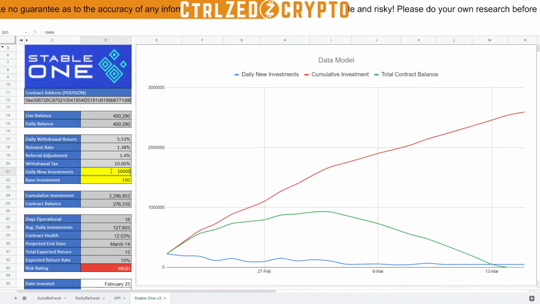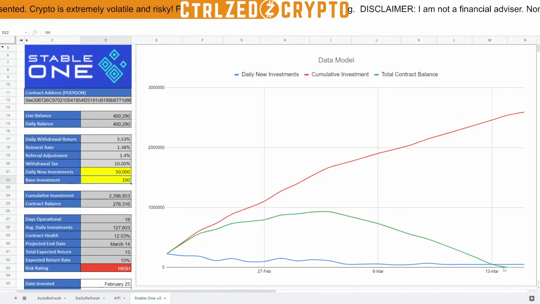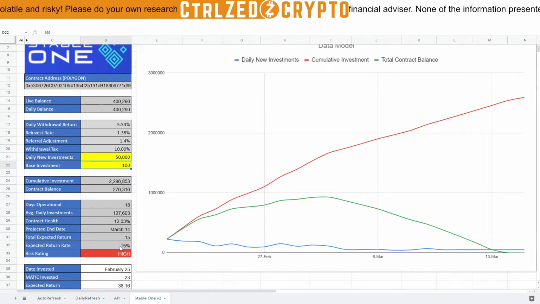If you were to make that 100,000, then yep, the contract would last a bit longer, but I think 50,000 is probably a pretty good guess, and that's why I'm predicting under this model around about the 14th of March, the contract is going to run out of money. So look, again, just need to be absolutely clear on this.